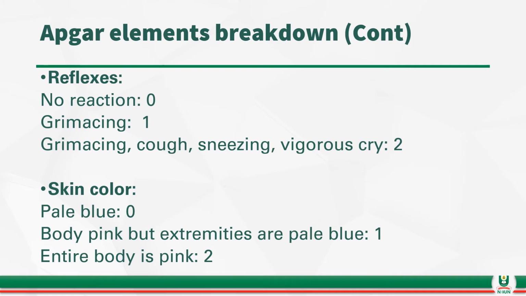Then we'll come to skin color. If the baby is pale blue, baby is blue at birth, you score 0. But if the baby has the body pink, but the extremities like the hands and the feet are pale blue, you score 1. But if the entire body is pink, which is the ideal color of a baby, you score 2.